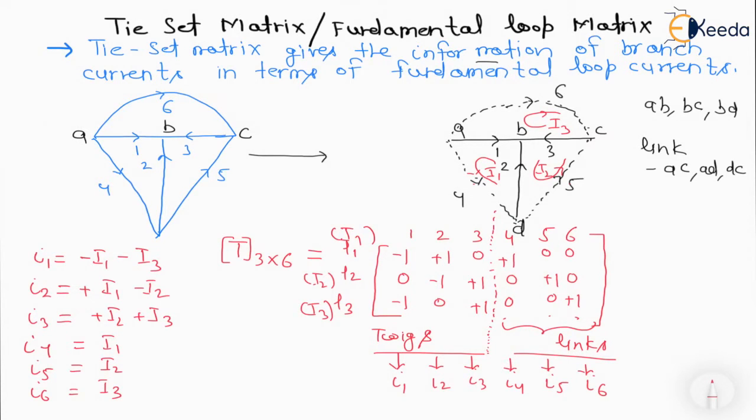So what we have written in the definition is that the tie set matrix gives the information of branch currents in terms of fundamental loop currents. Here we can easily see that I1, I2, I3, I4, I5 and I6 are branch currents, and I1, I2 and I3 are loop currents. So branch current can be written in terms of loop currents.